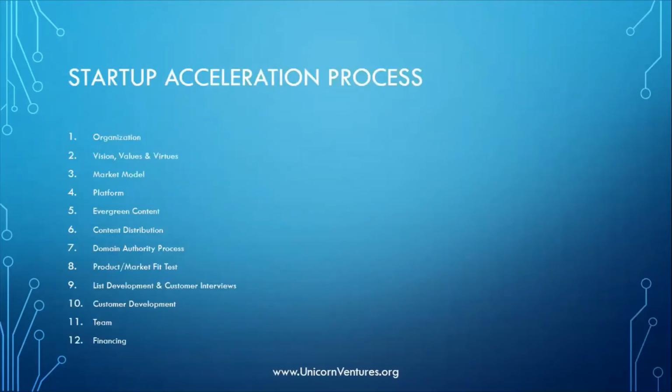So the startup acceleration process starts out with organization, goes into vision, values, and virtues, the market model, platform, evergreen content, content distribution, domain authority process, product market fit testing, list development and customer interviews, customer development, what we're talking about right now, team and financing.